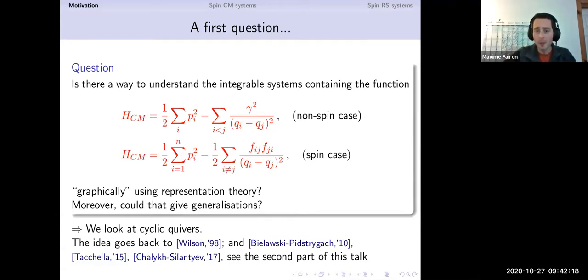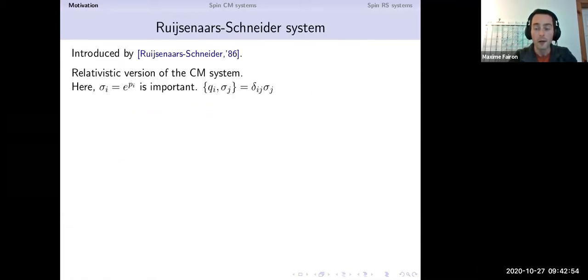Okay, so in the simplest non-spin case, really the idea of understanding things using the representation theory of quivers is due to Wilson, okay? And then in the spin case, there has been some work by Bielawski and Pitrigach for D equal 2 spins, okay? Then slightly more general by Tachela. And finally, using these cyclic quivers, this has been the work of Chalykh and Silantyev. And I will try to reinterpret all these works really using the quivers in the second part of this talk. But before I can arrive at that point, I just want to introduce what will be the third part of the talk. Okay, so trying to obtain the same question for Ruijsenaars-Schneider systems.